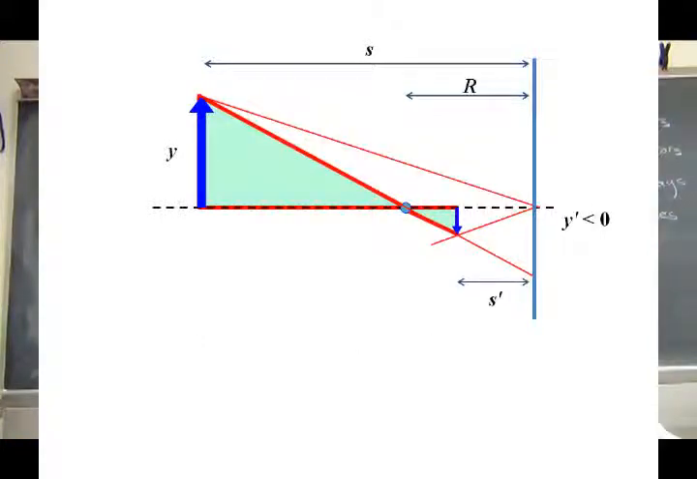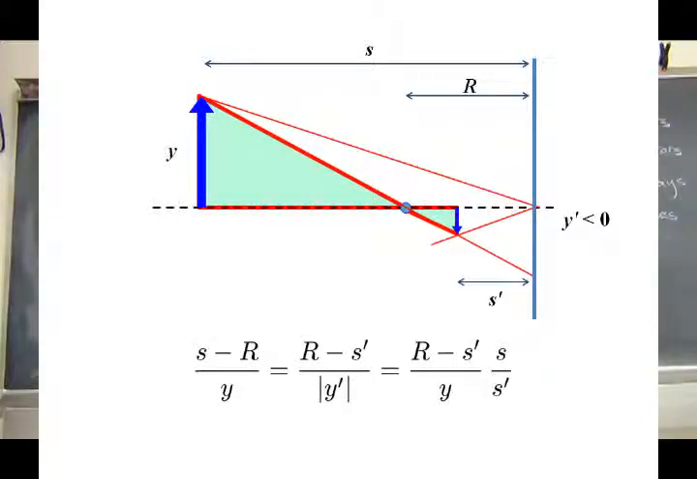Now let's look at another pair of triangles, formed by the object and the image and the center of the spherical mirror. Once again, we have two similar triangles. They're similar because they're both right triangles, and they have the same angle there at the center point. So we can equate a ratio for the large triangle, s minus r, the length of the leg, over y, the length of the other leg, and that's equal to r minus s prime, the length of the leg along the axis for the image triangle, over the absolute value of y prime. Given that we already have an expression for the absolute value of y prime, we can write that as r minus s prime over y times s over s prime.